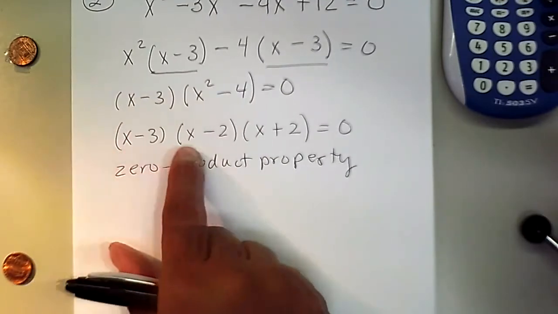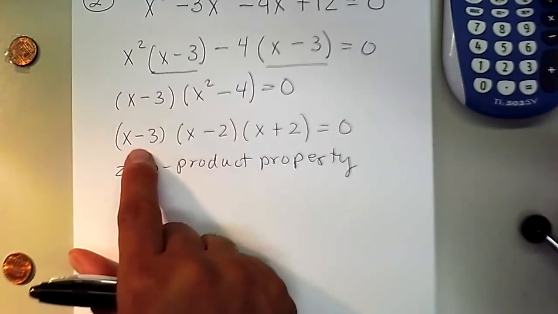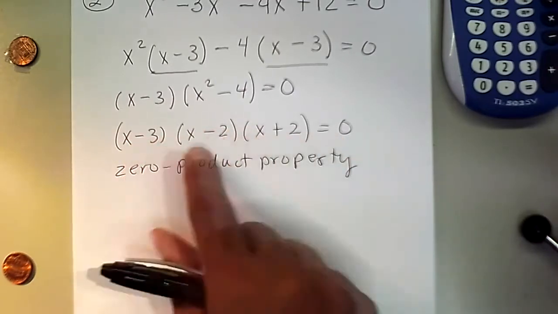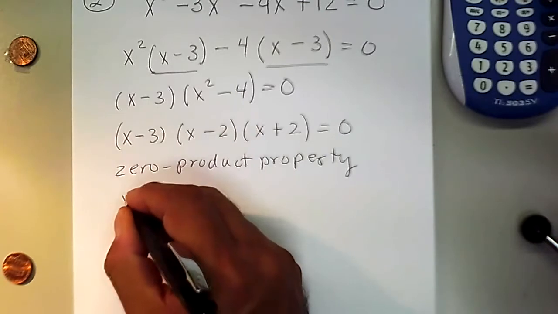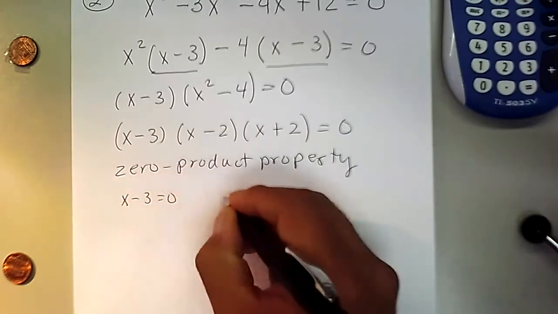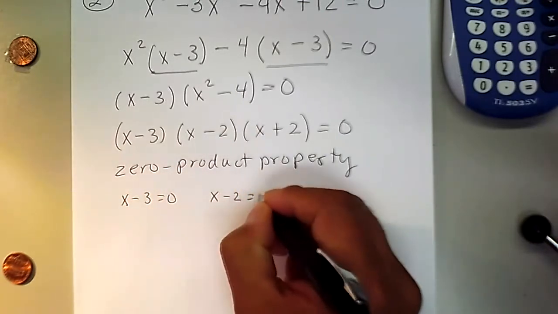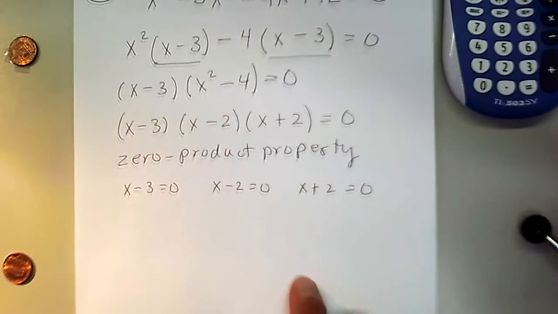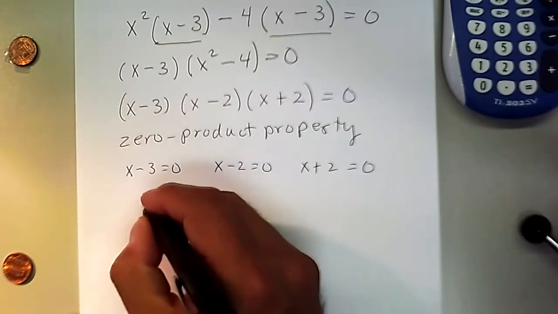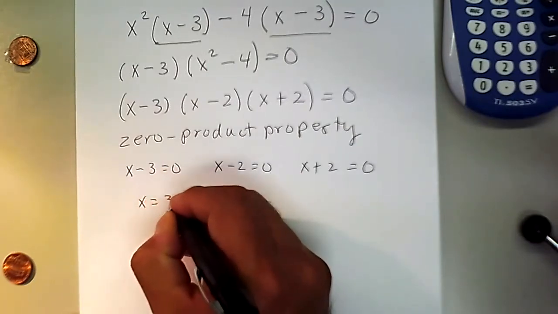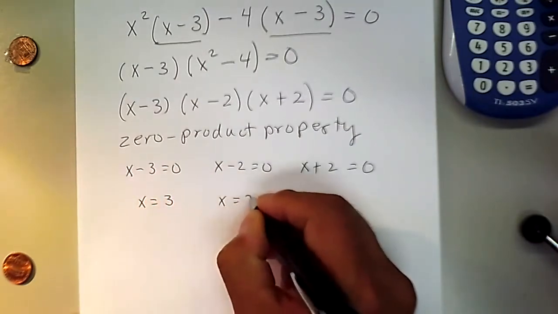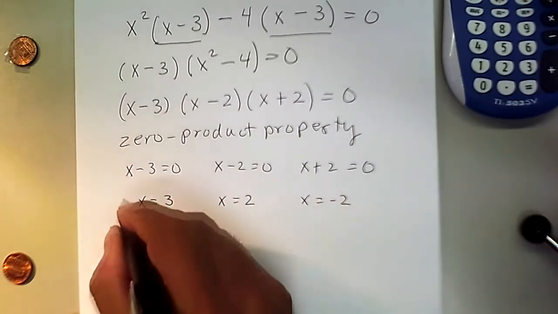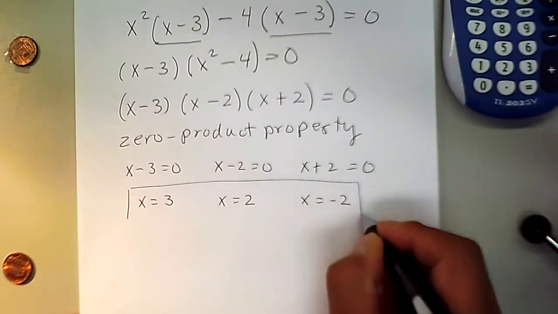Anyway, so the zero product property says that the only way we can get 0 is if at least one of those is equal to 0. So we have different possibilities. X minus 3 could be 0, or x minus 2 is equal to 0, or x plus 2 is equal to 0. And each one of those yields a different solution. So on one hand, we have 3, or 2, or negative 2. So those are our solutions.